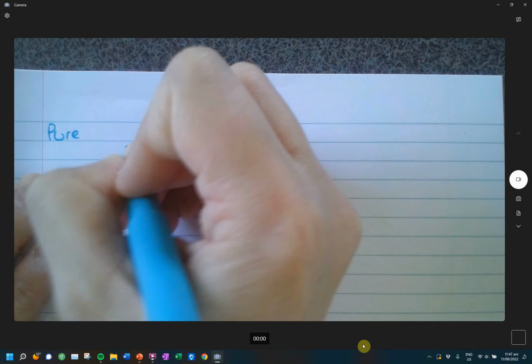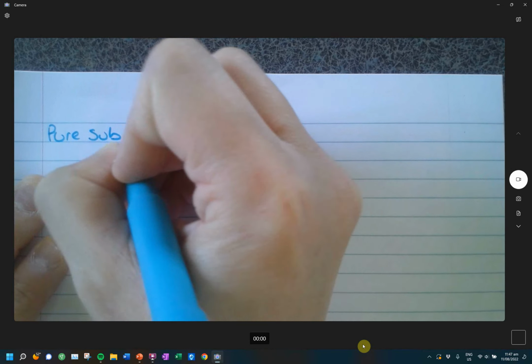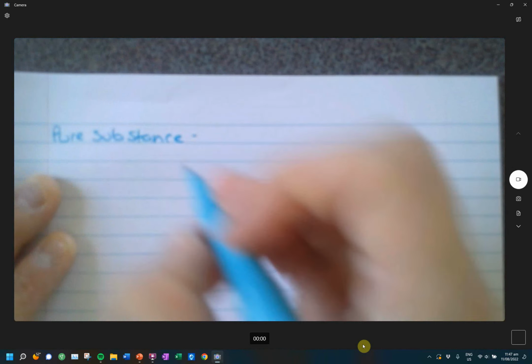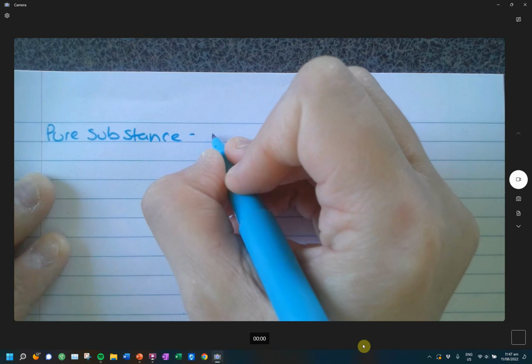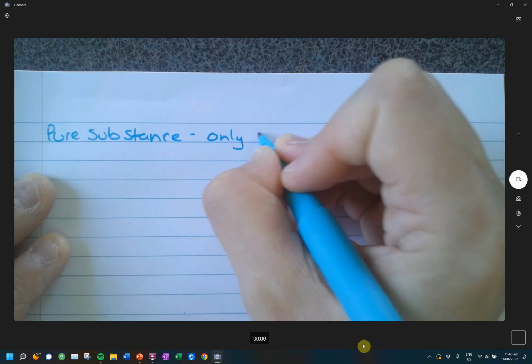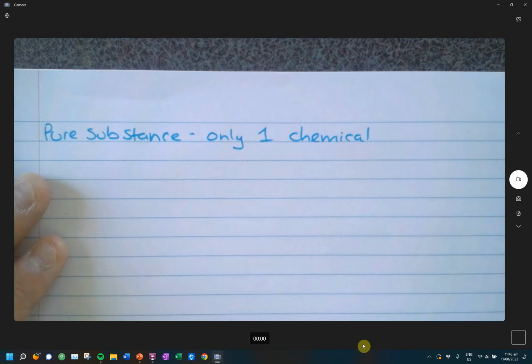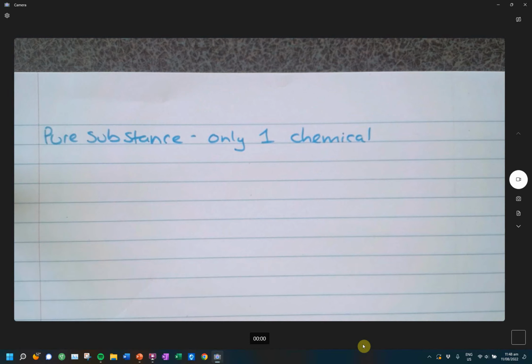So if I have a pure substance, it is only one chemical. So you can have a pure element, and you can also have a pure compound.